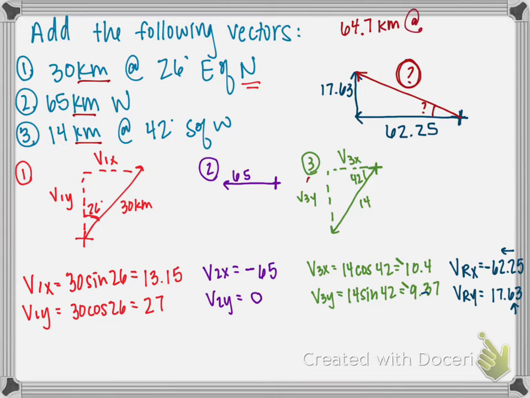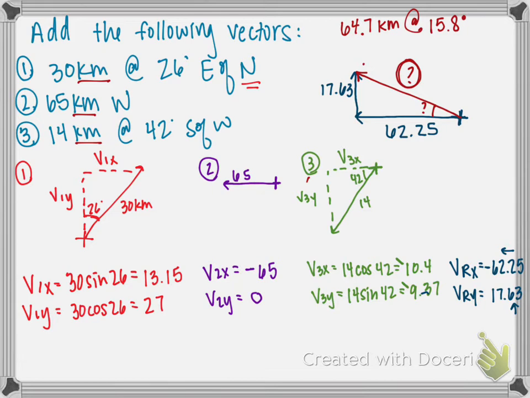So here for the angle, I would go second tangent of opposite divided by adjacent. Okay, so opposite over adjacent, 17.63 divided by 62.25. That gives me 15.8 degrees. 15.8 degrees. And then what of what? What are you going to be?